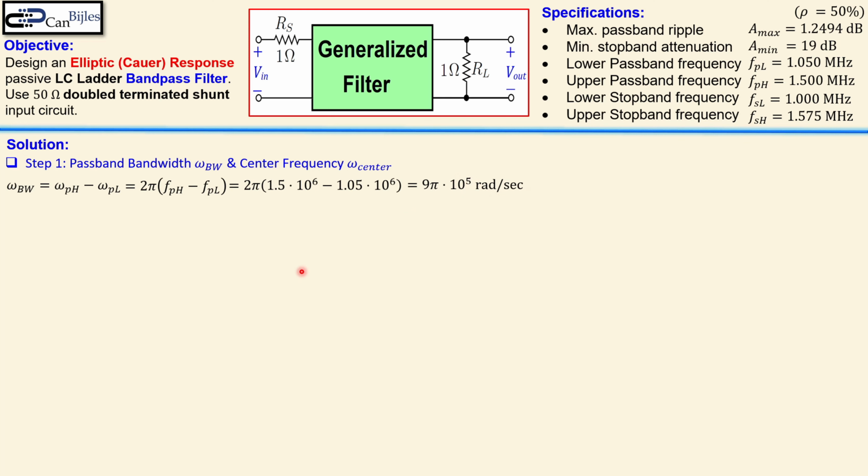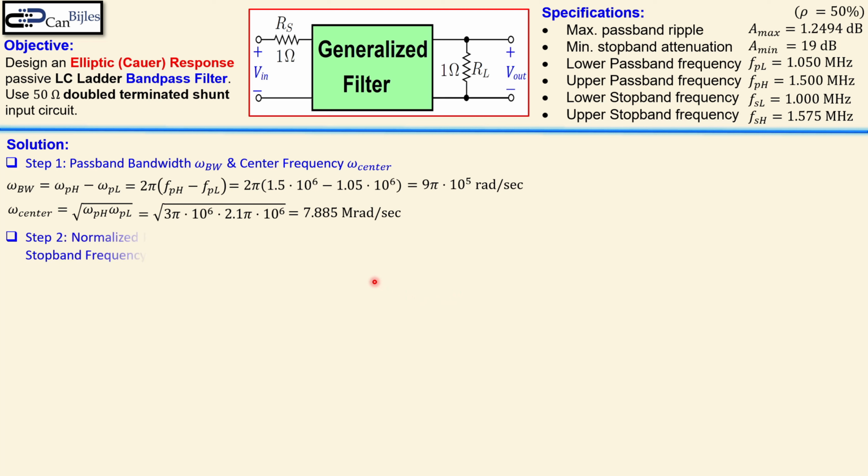per second. The center frequency is the geometric mean of the upper and the lower passband frequency, which is again in omega, so we have then the 3 pi times 10 to the power 6 and then 2.1 pi times 10 to the power 6. And then we have this 7.885 mega radians or million radians per second. Okay. Now that's our step 1.